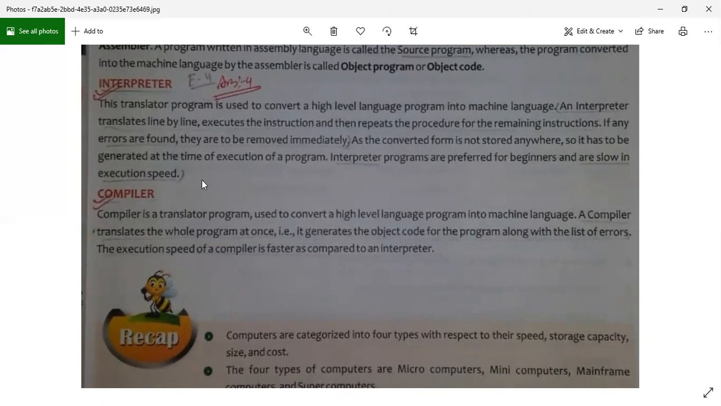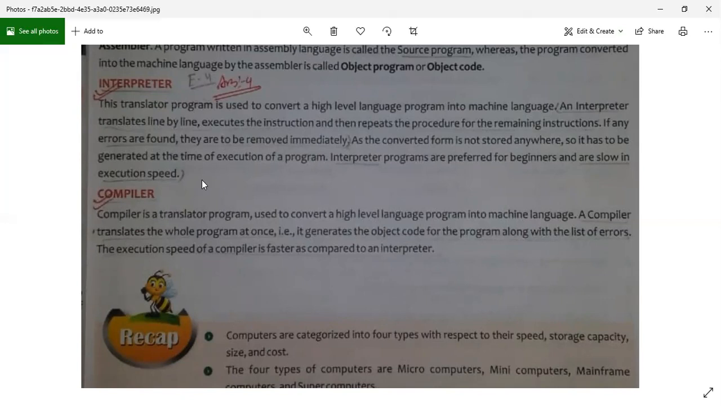Let's talk about the third and final type of translator, which is the compiler. So what is a compiler? A compiler is a translator program used to convert a high level language into a machine language. Very simple. A compiler translates the whole program at once. So what is the difference between an interpreter and a compiler? The interpreter will check the program line by line, but the compiler will check the entire program only once, in one go. A compiler translates the whole program at once.